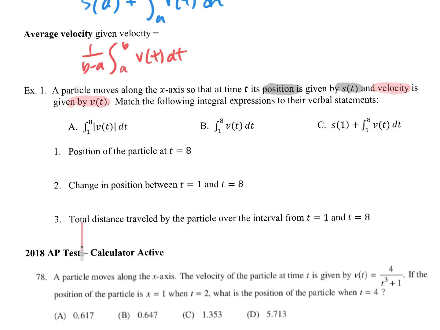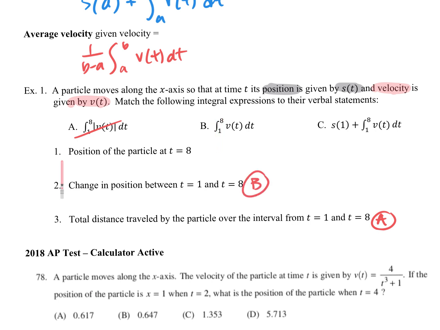Which one do we think total distance will be referring to? Yeah, A, B, or C. It's got that absolute value. So this one's definitely A. Agree with that. What about my position versus my change in position? Yeah, Greer's like, oh, the change in position is just her displacement. How far did she move from 1 to 8? That is going to be B, Greer.